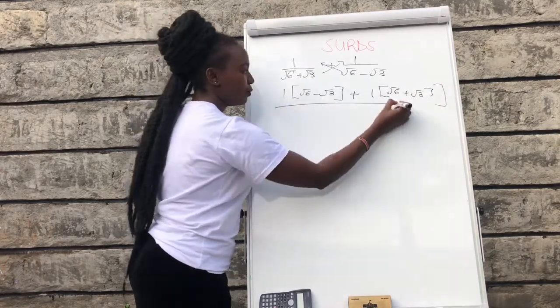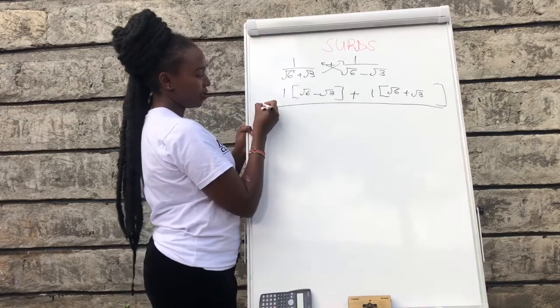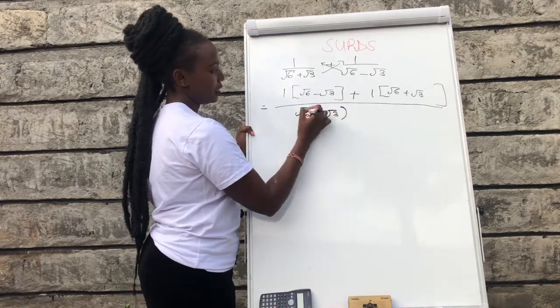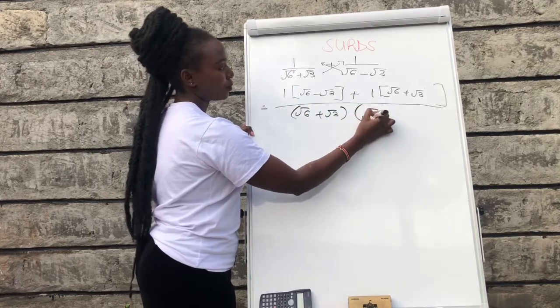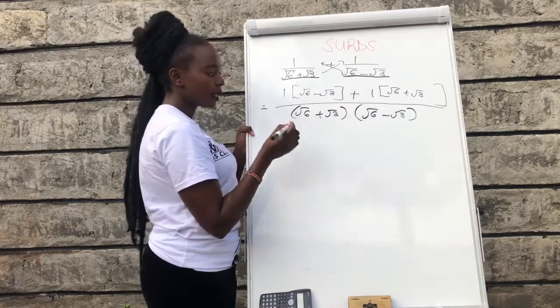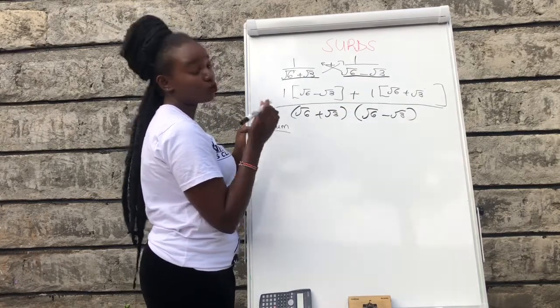And then you divide the denominator by root 6 plus root 3. You multiply now the 2. You multiply. So when given this, remember you start with the numerator in order for you not to confuse.